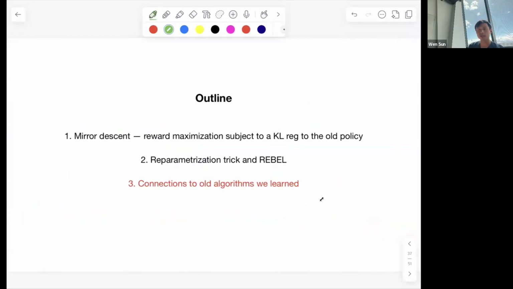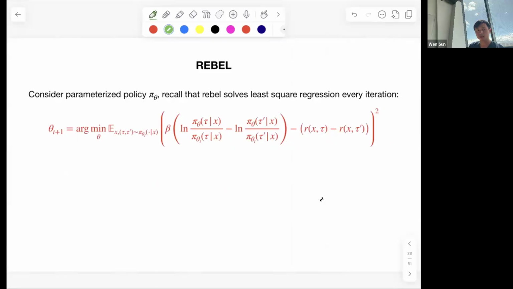Okay, so let's move on. I'm going to tell you a little bit about the connections of Rebel to some of the older algorithms that we learned so far. In order to do that, let's be specific. Instead of staying in this abstract policy space, let's talk about a parameterized policy, pi theta. Theta is your parameter, the parameter that you want to do gradient descent on.